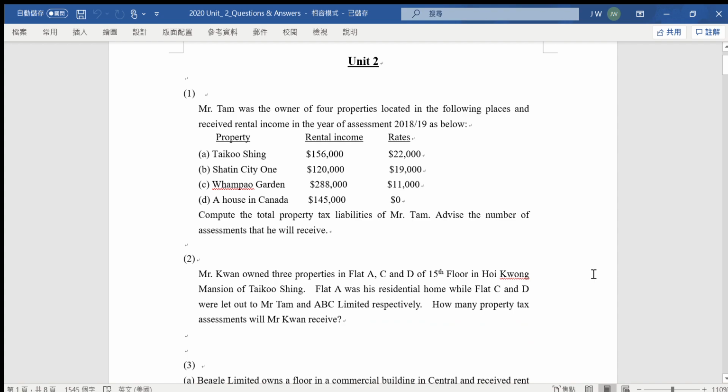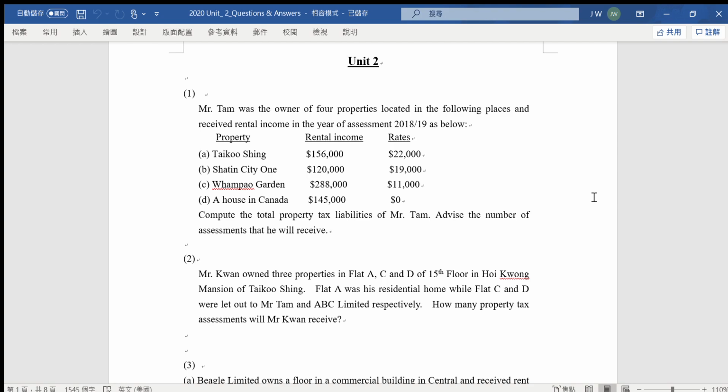For this one, it's about Mr. Tam. He owns 4 properties in the following places. In total, you will find that he has 4 properties but one is in Canada. And the question is asking about the property tax liability of Mr. Tam and also to advise the number of assessments that he will receive.